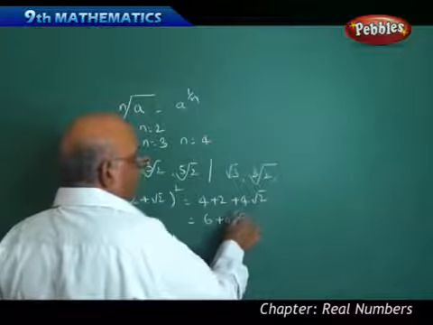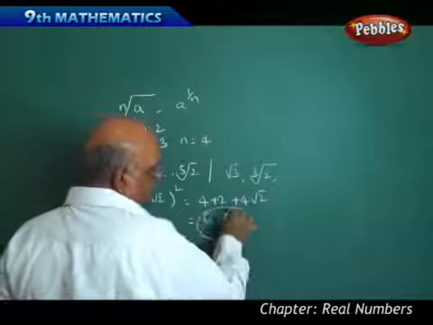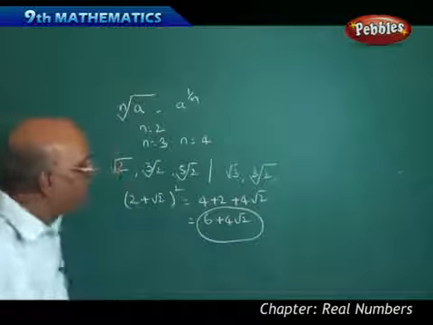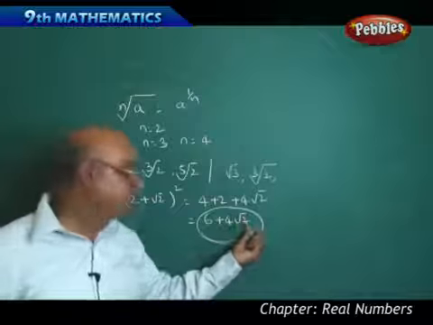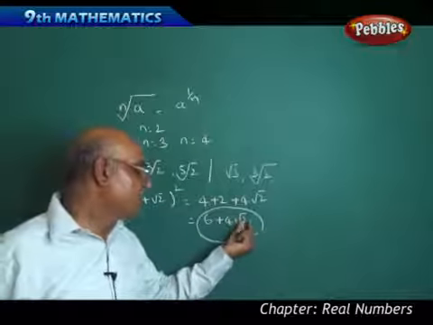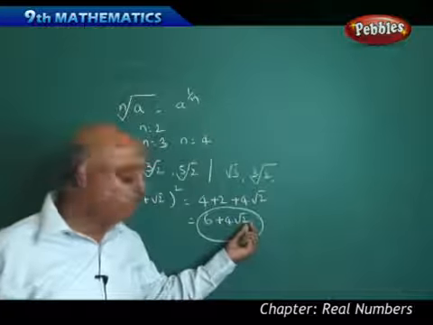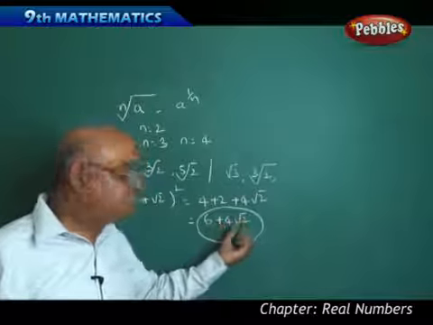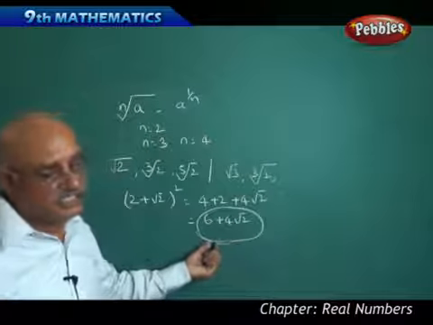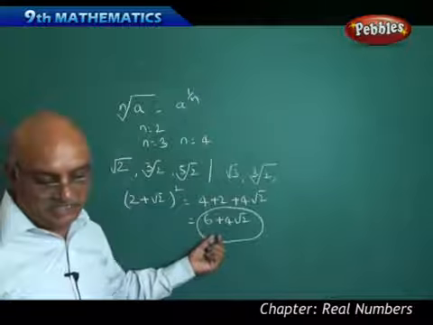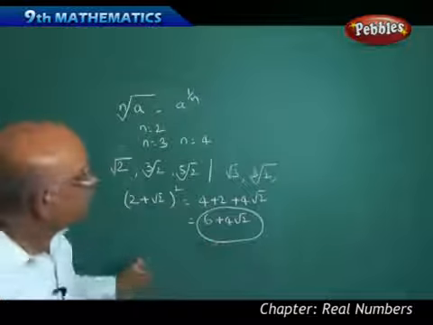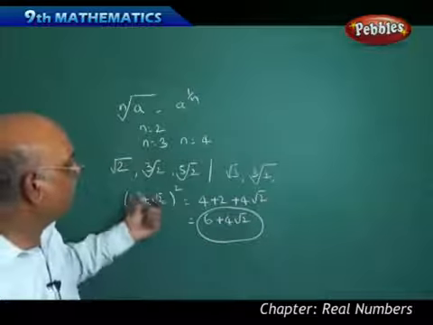Therefore, 6 plus 4 root 2 is also a surd, which is also an irrational number, because root 2 can be expressed in the form of 1.414. If you simplify it, again you are getting a decimal, either terminating or non-terminating. Now, there is one simple concept that has been developed.